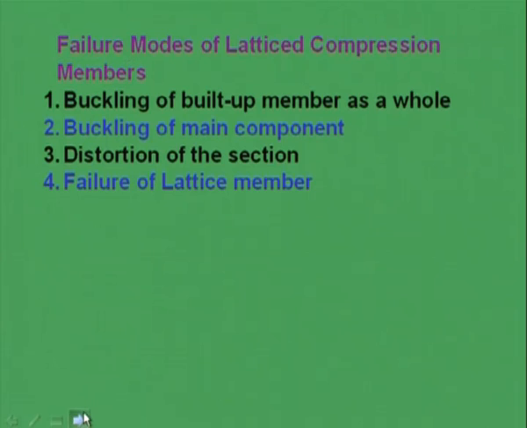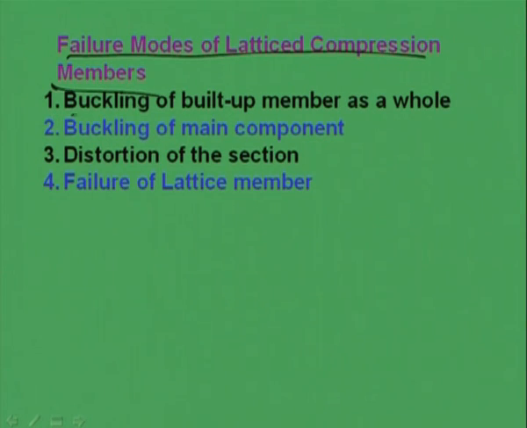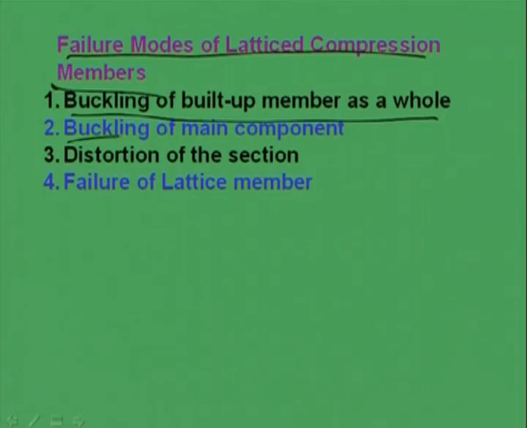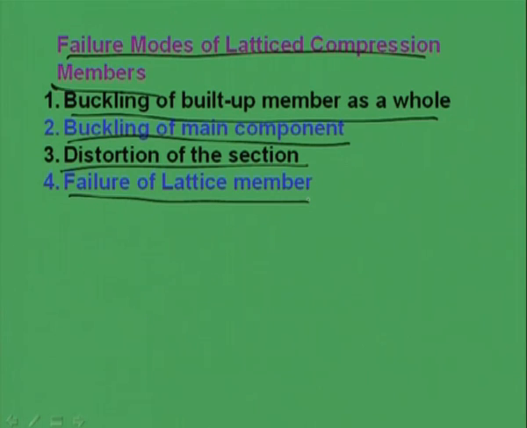Now, we will discuss the failure modes of a laced compression member, how it fails, because if we know the failure modes, accordingly we can strengthen the system so that the failure does not occur. So, first we will discuss what types of failure come, and accordingly we can take preventive measures. Failure means, one is buckling of the built up member as a whole. The whole built up member can buckle along with the lacing members. Another is buckling of the main component, the built up member comprising different component members like I sections, channel sections, angle sections. Those may buckle. Another is distortion of the section, and another failure is the failure of the lattice member. That means the lacing member itself may also fail.